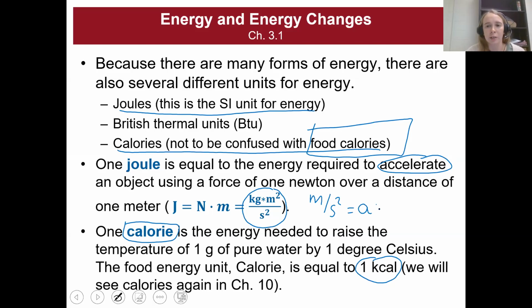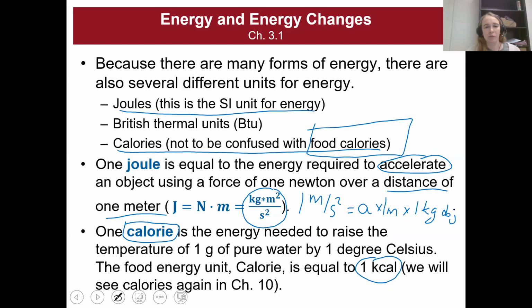So meters per second squared is our acceleration part of that sentence. There's another meter, so it's over a distance of 1 meter. So the distance of the meter. And we're moving a 1 kilogram object. So we're accelerating at 1 meter per second squared over the distance of 1 meter, a 1 kilogram object. Your textbook tells you a little bit more about how it's related to the kinetic energy equation, so I will let you read about that.